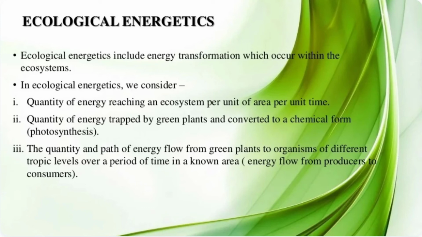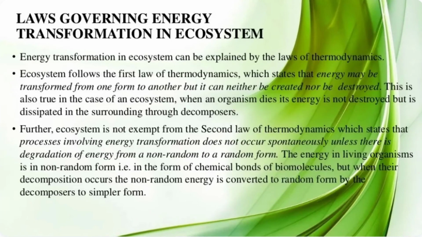So, ecological energetics includes energy transformations which occur within the ecosystem. In ecological energetics, we consider, number one, the quantity of energy reaching an ecosystem per unit area per unit time. Second, the quantity of energy trapped by green plants and converted into a chemical form, meaning photosynthesis. Third, the quantity and path of energy flow from green plants to organisms of different trophic levels over a period of time, that is, the energy flow from producers to consumers. Last, the laws governing energy transformation in the ecosystem.